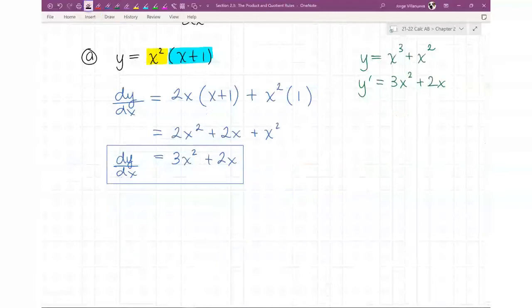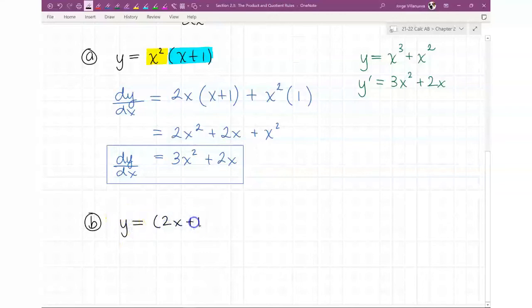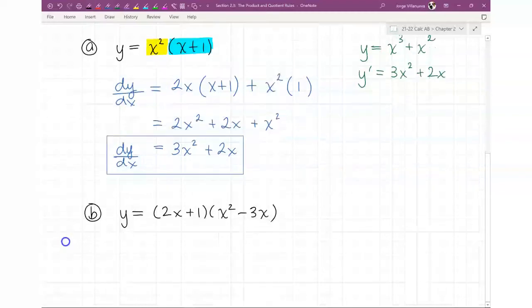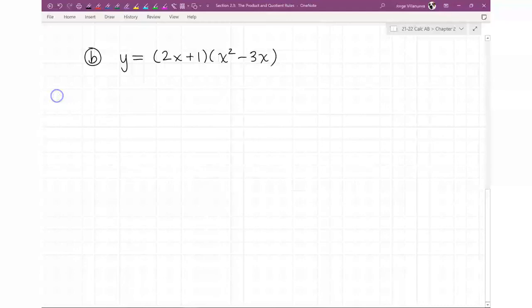So let me give you another one here. Let's see. What if I give you y equal to 2x plus 1 times x squared minus 3x. Now you choose how you want to do it. If you want to do this using distribution, go ahead, or if you just want to go straight into power rule, go ahead. I'm going to show you what it looks like in power rule, but if you want to go the other way, that's okay. I'll give you a little bit of time to do it.